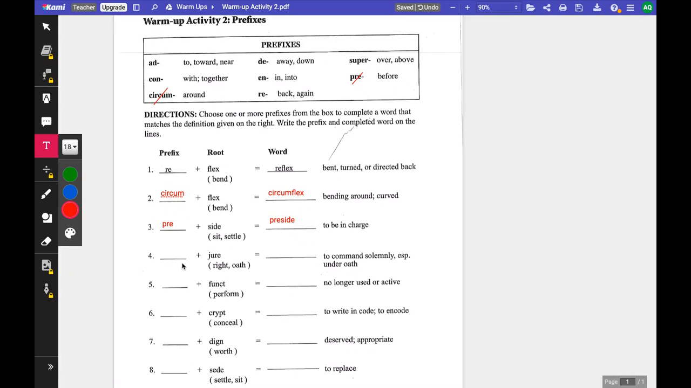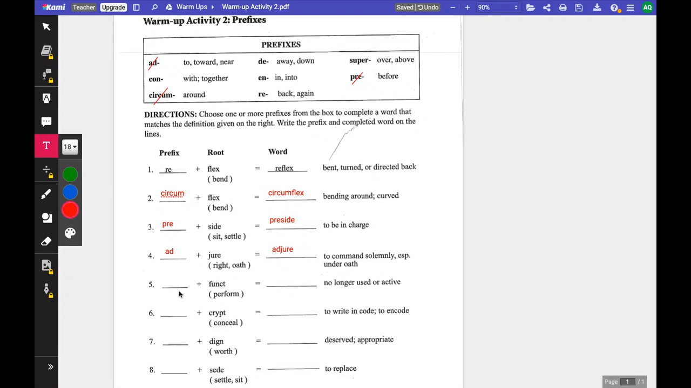Number 4, prefix plus jure, which means right or oath, equals a word that means to command solemnly, especially under oath. So to command something solemnly or seriously, like something a judge might do. What prefix do you think it is? The prefix we need is add, which includes the meanings to, toward, and near. To adjure means to command solemnly, especially under oath.